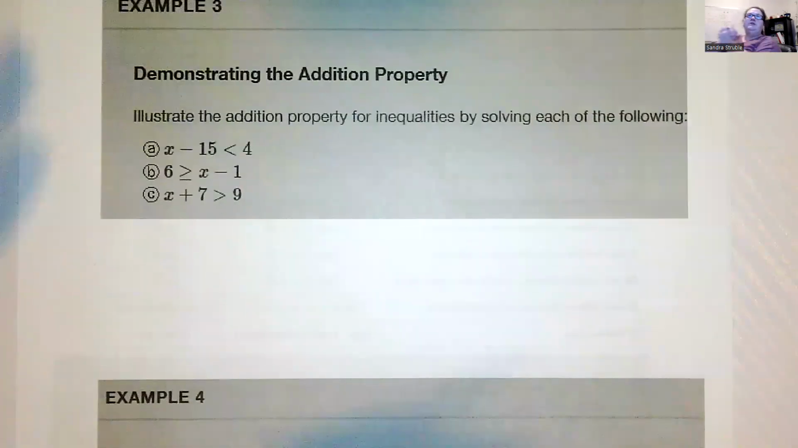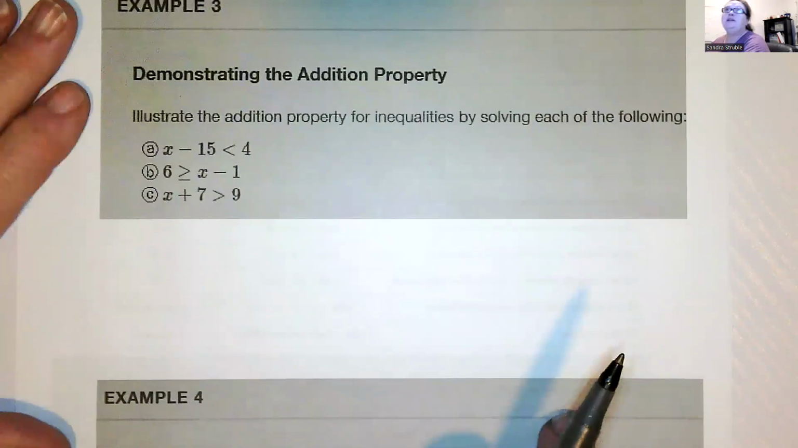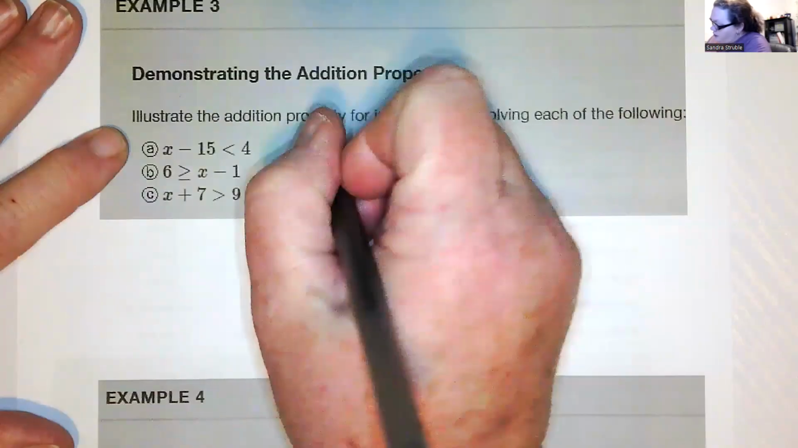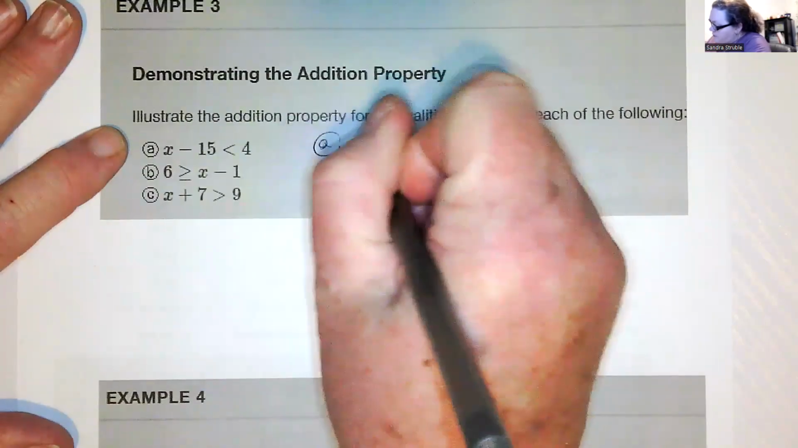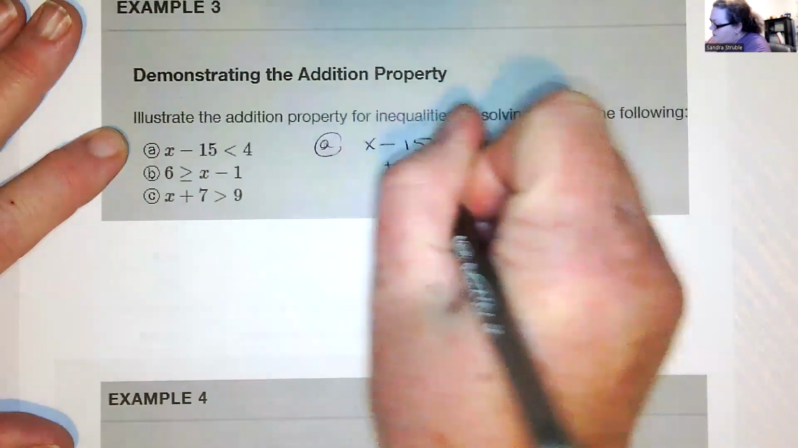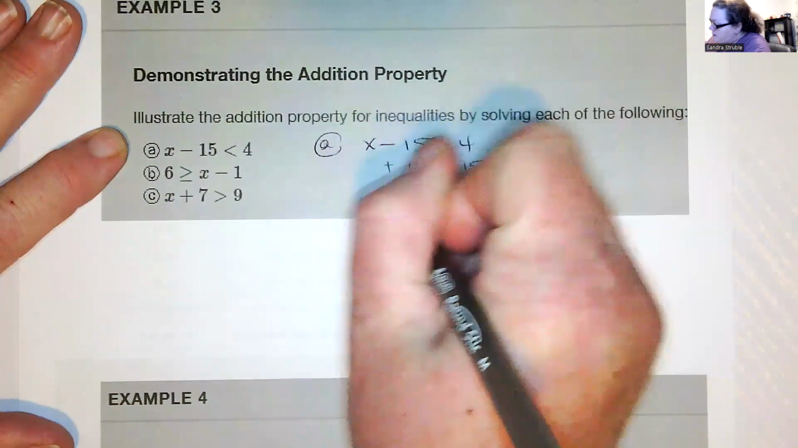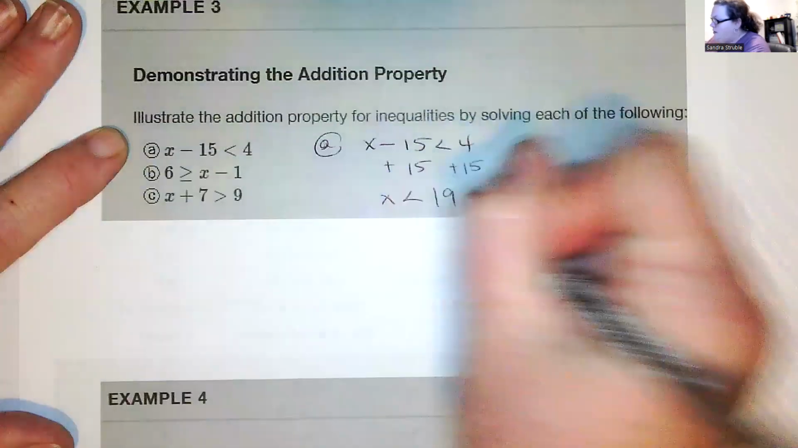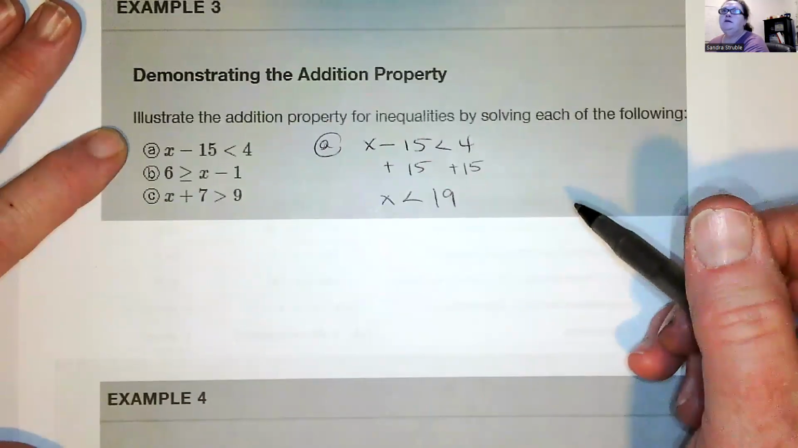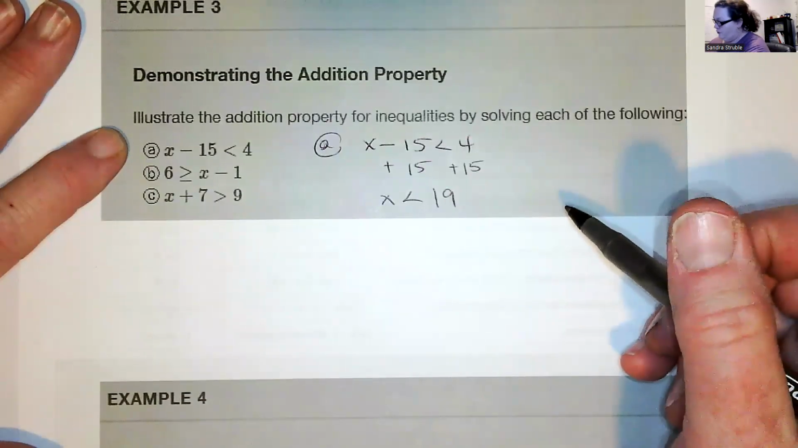All right, so let's demonstrate the addition property. This is just solving for X. Okay, nothing exciting happening in this first part. So for A, X minus 15 is less than 4. We're going to add 15 to both sides. And we get X is less than 19. It just says to illustrate it, but I'm going to go ahead and put it in interval notation for you.